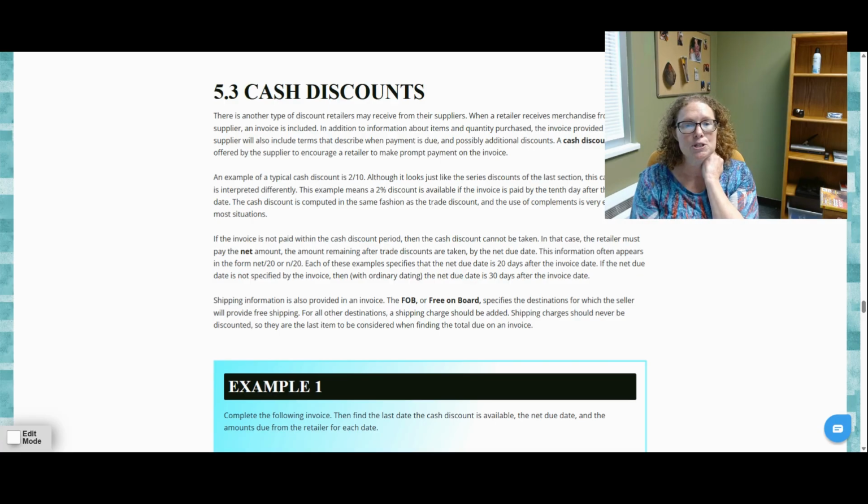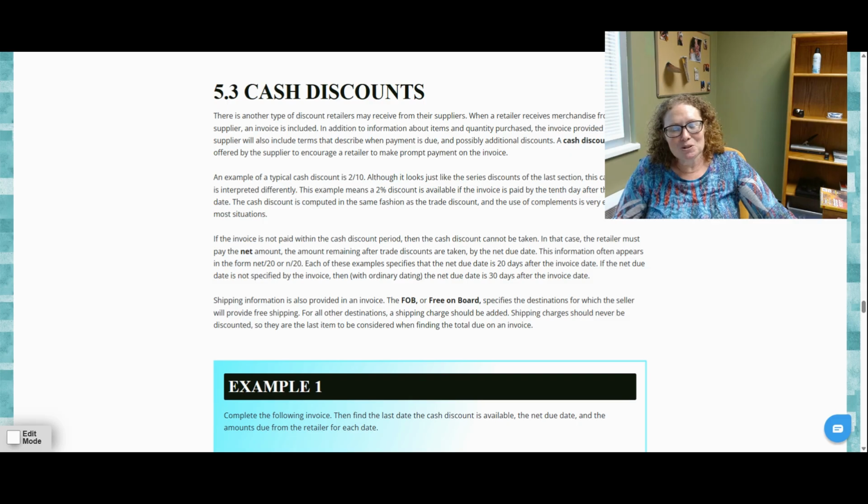So we still are computing it the same way as the trade discount, and we can still use complements. But what we're looking at is that if the invoice is not paid within the cash discount period, then you can't take the cash discount. Okay, so you would have to pay the amount that was regularly due, the net due amount.